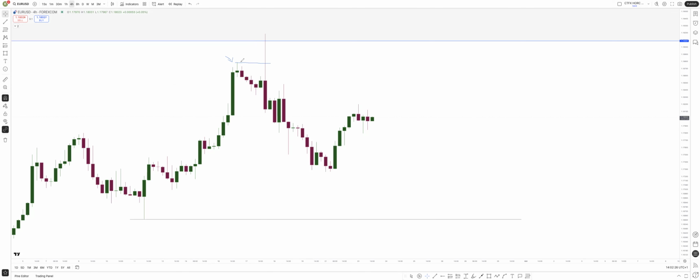Price took this high, then broke structure down. Then we had this, then broke structure down. Then we had this. Then price retraced again and came into this place.